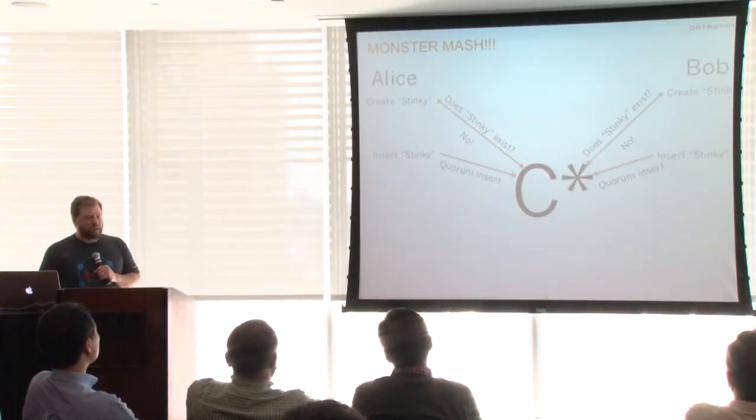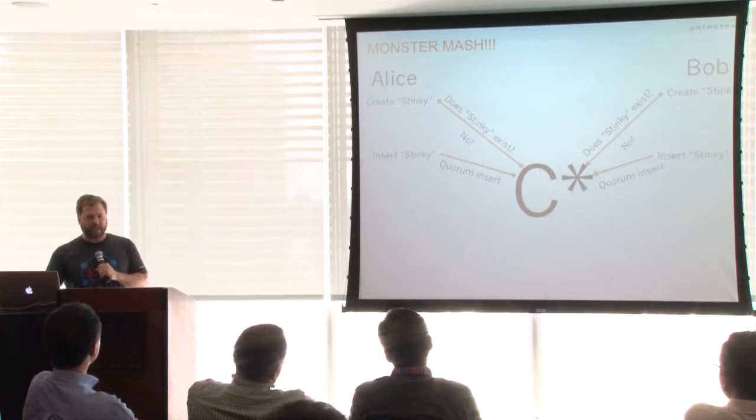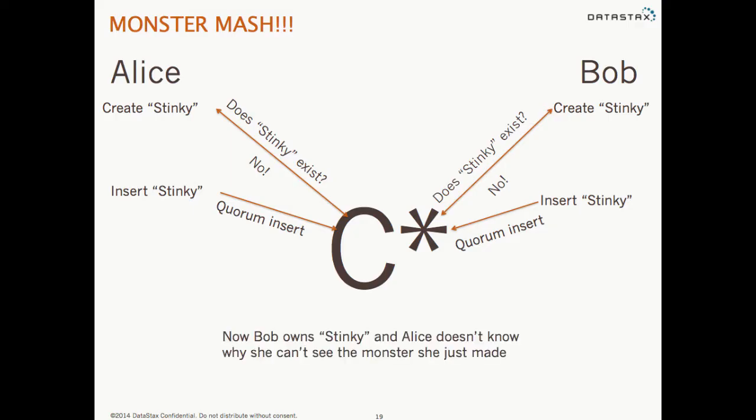But Bob now came along afterwards and squashed Alice's monster. So now Bob owns Stinky, and Alice doesn't know why she can't see the monster she just created.